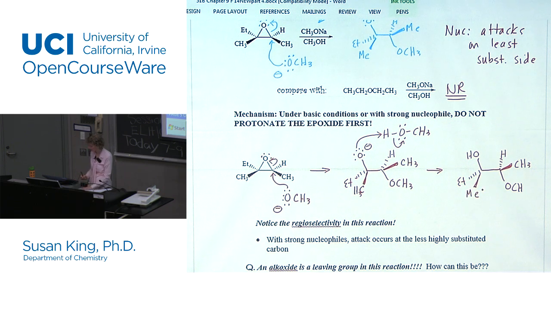Opposite regioselectivity. We're not going to worry about the alkoxide till Wednesday. And alkoxide is actually a leaving group. We'll explain that on Wednesday, but I do want you to know both of these mechanisms. We'll stop right there and we'll continue this next time.